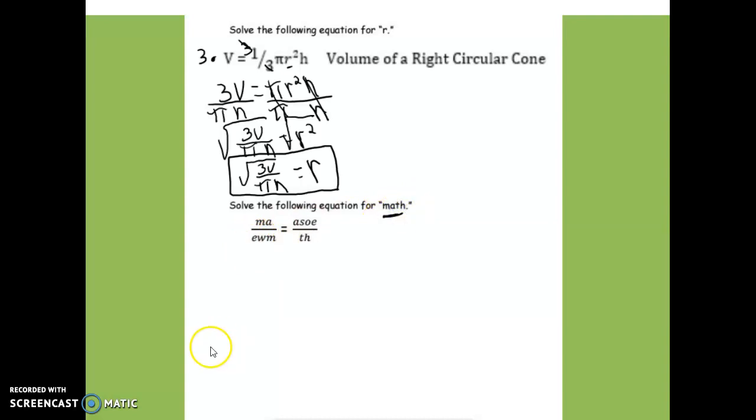All right, now, last problem. Let's play around. We're going to try to find out what math is. Okay, solve for math. Well, let's see. So if I use my cross multiplication skills, okay, m times a times t times h equals e w m a s o e. Now, you did a little play on the words here.